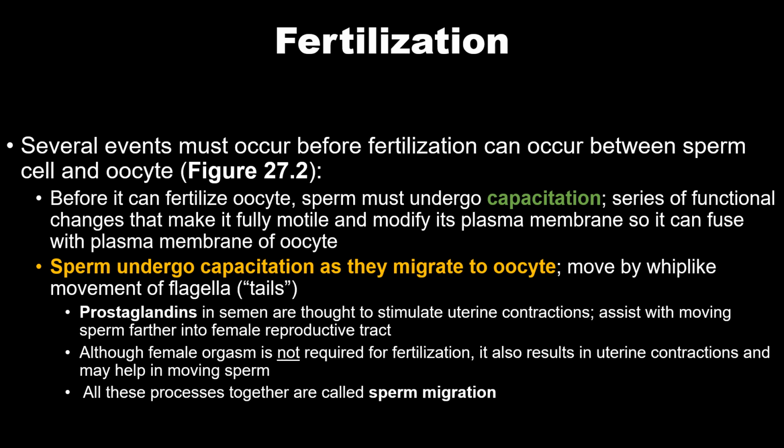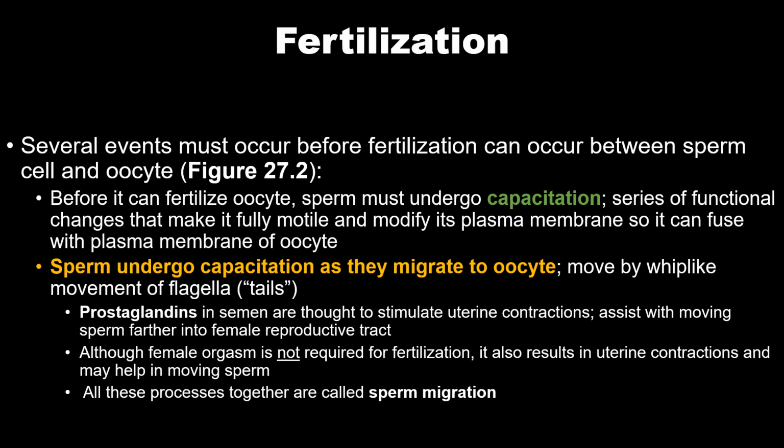There are some prostaglandins in semen that are thought to stimulate uterine contractions, which can help move the sperm further up the reproductive tract. And like I've said, although female orgasm is not required for fertilization, a female's orgasm can result in uterine contractions, and again, this may help in moving the sperm. And all of these processes together are called sperm migration.